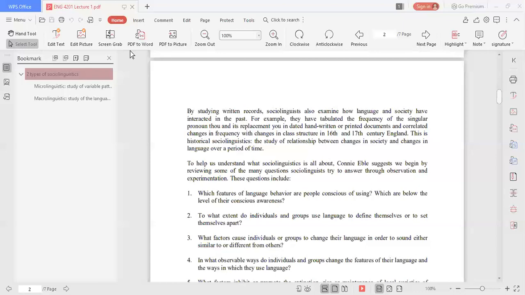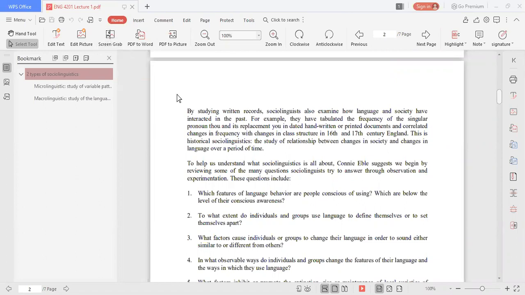So it's a kind of language behavior. And then second question, who can read the second question? To what extent do individuals and groups use language to define themselves or to set themselves apart? Okay.